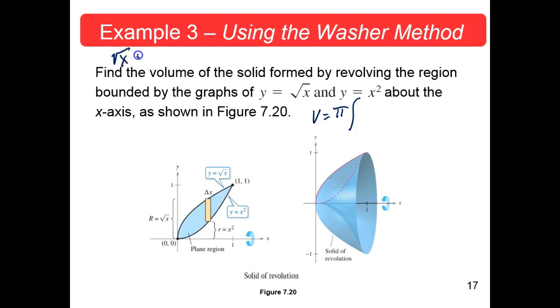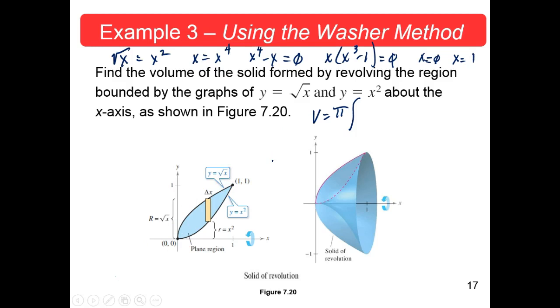Square root of x equals x squared. Square both sides of that, you get x equals x to the fourth. And then subtract: x to the fourth minus x equals 0. Then factor: x times (x cubed minus 1) equals 0. Obviously, x equals 0 is a solution, and the only other one is x cubed equals 1, which would be x equals 1.